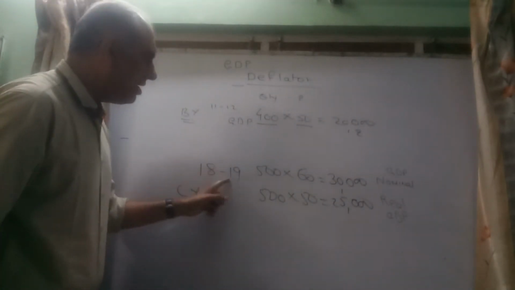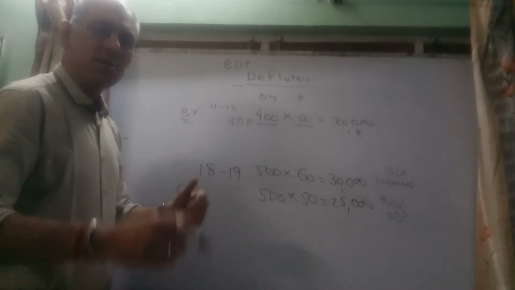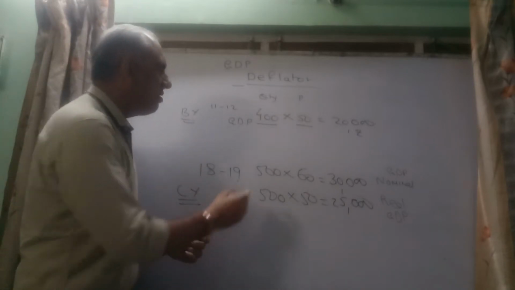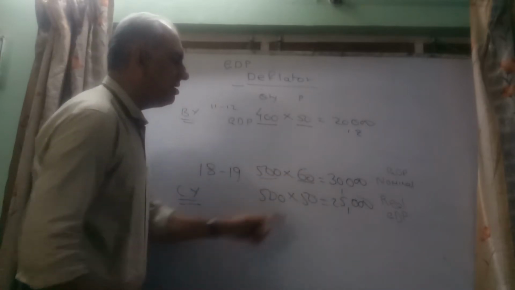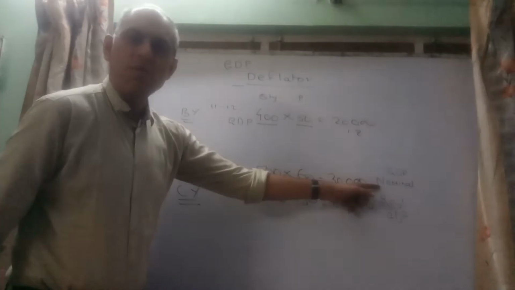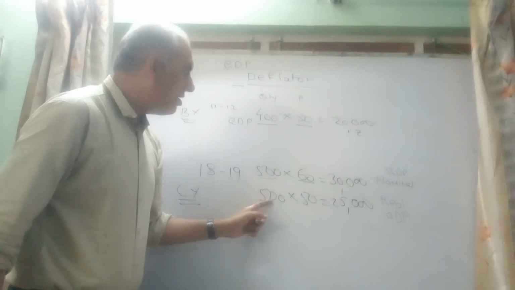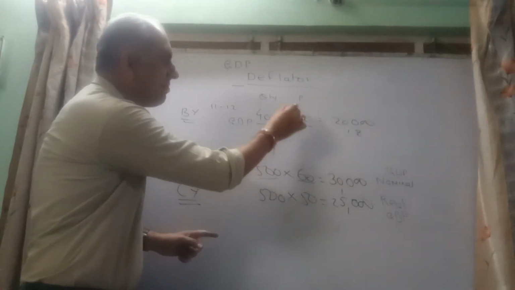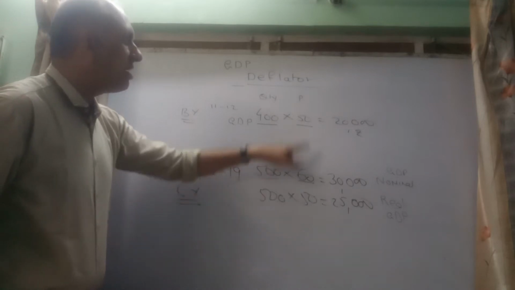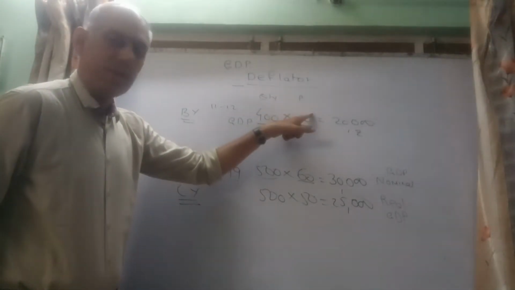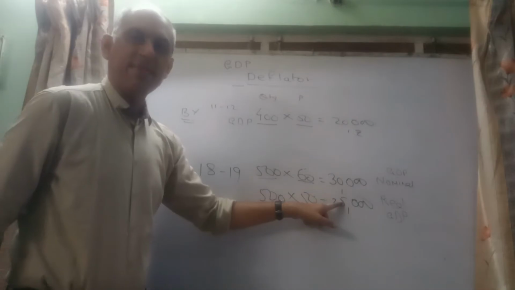Now, in the current year 18-19, our GDP is 500 units produced multiplied by the current year price 60, that is 30,000, which is nominal GDP. And 500, when I take the price of the same year, that is the base year, units are of current year, but the prices are of the base year. Clear? So that answer is 25,000.